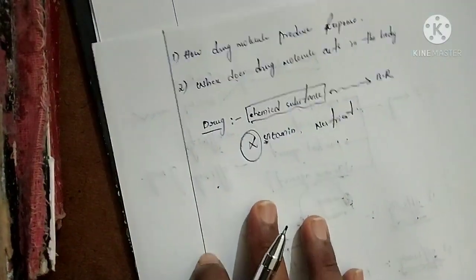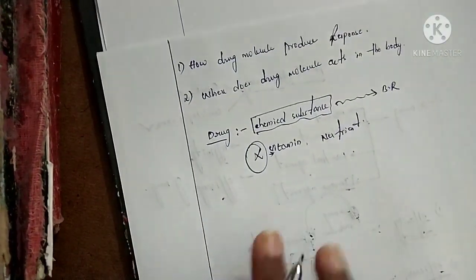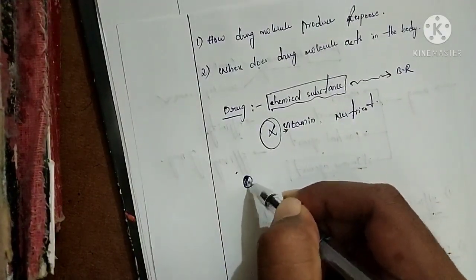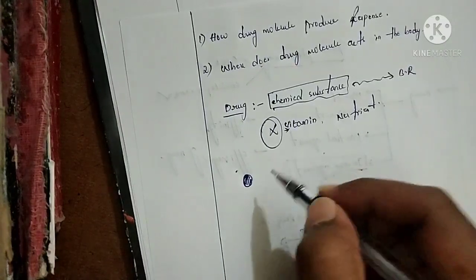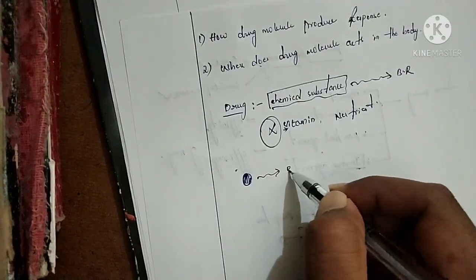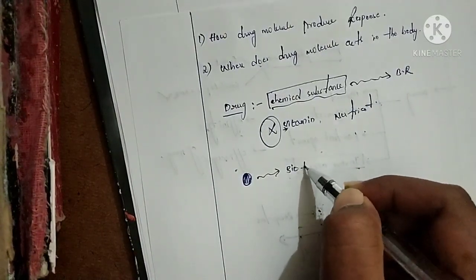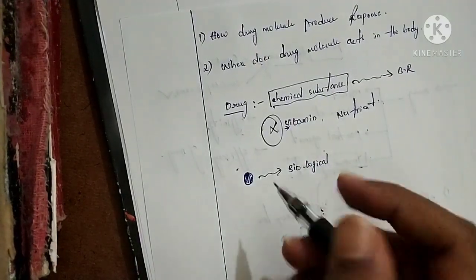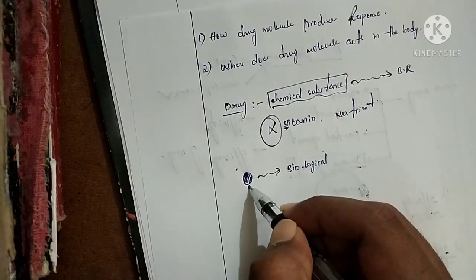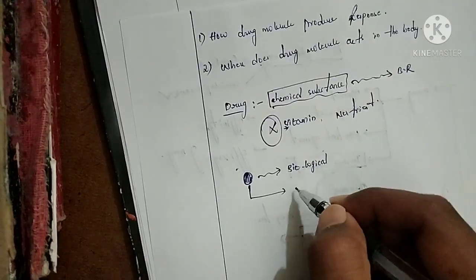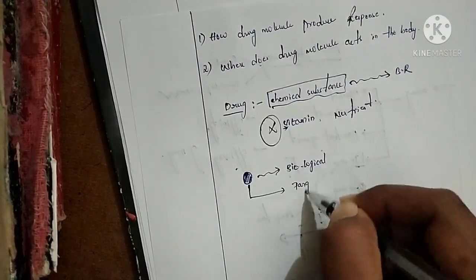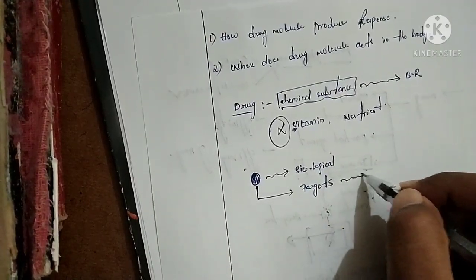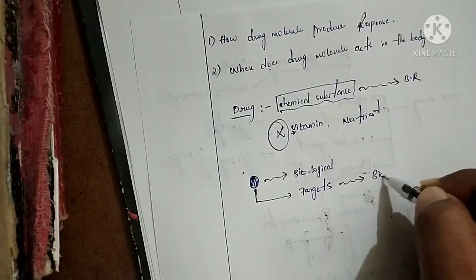Now, whenever you take a drug in your body, how does it produce a biological response? In olden days, these drug molecules have target molecules. They go and bind to their targets and they produce a biological response.